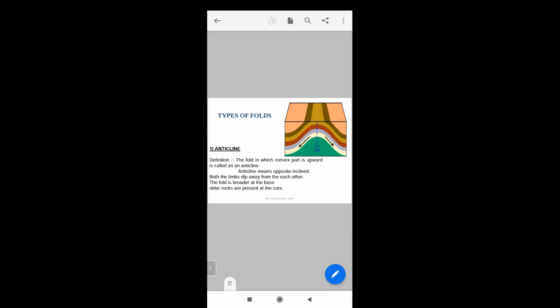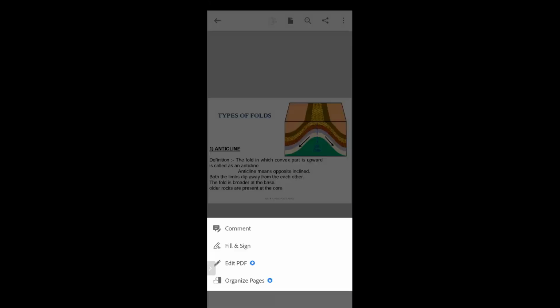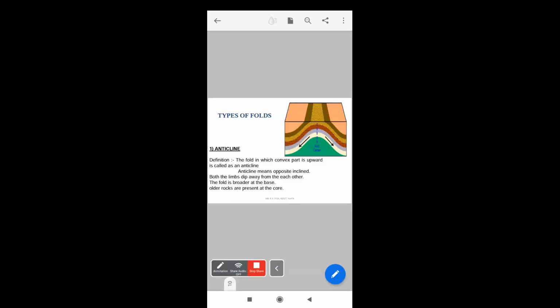So here I am unable to draw. Just I am trying. Just wait. Okay, so this part is considered as a convex part. Here the convex part is towards the upper side or upward side. That's why such a type of fold where the convex side is upward is considered as an anticline fold.